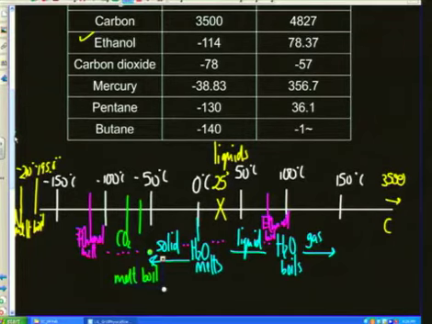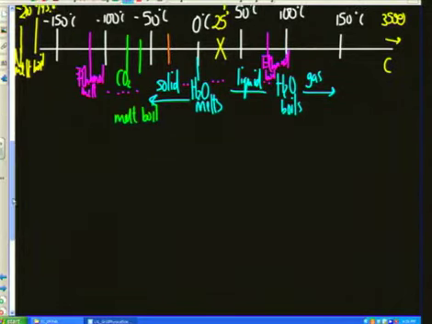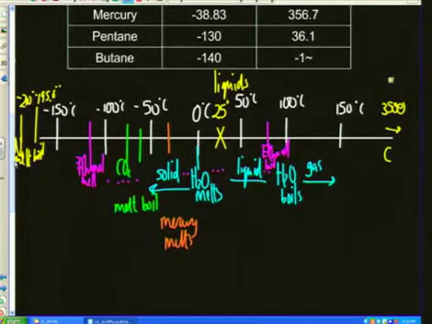Mercury, the next one. It melts at minus 38.83. So it's melting somewhere here. And I'm going to write down here, mercury melts. And where does it boil? It boils at 356. So also off my scale, mercury boils.